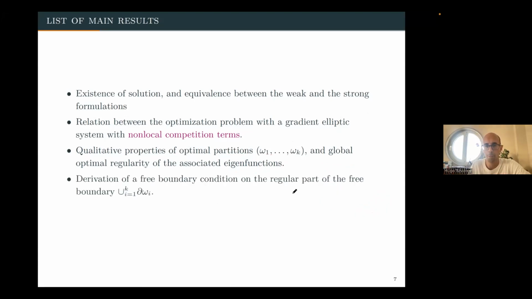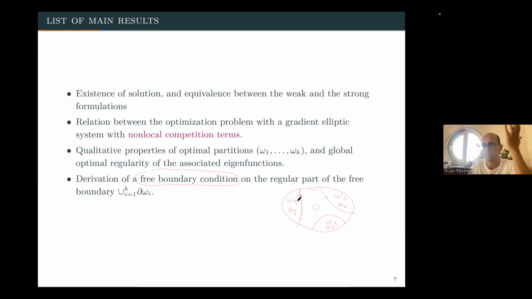Then something that is called in the free boundary world, the free boundary condition on the regular part of the free boundary. So let me do the picture once again. What is a free boundary condition? So imagine that this is omega 1, a set, an optimal set. This is another set of the partition, and this is another set of the partition. In each one, I have a first eigenfunction, u1, u2, u3. Right. So they are all 0 here. Everything is 0 in this nodal zone. They are 0 here, but the normal derivative will not be 0 here by Hopf's lemma.